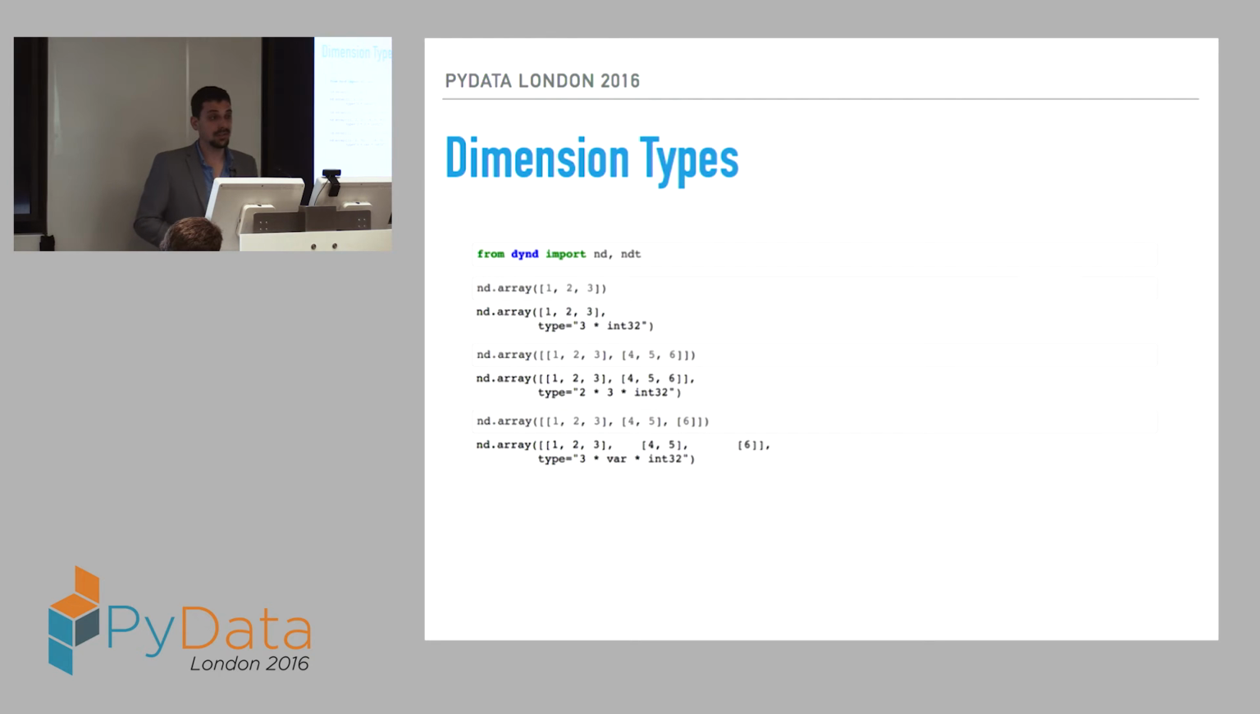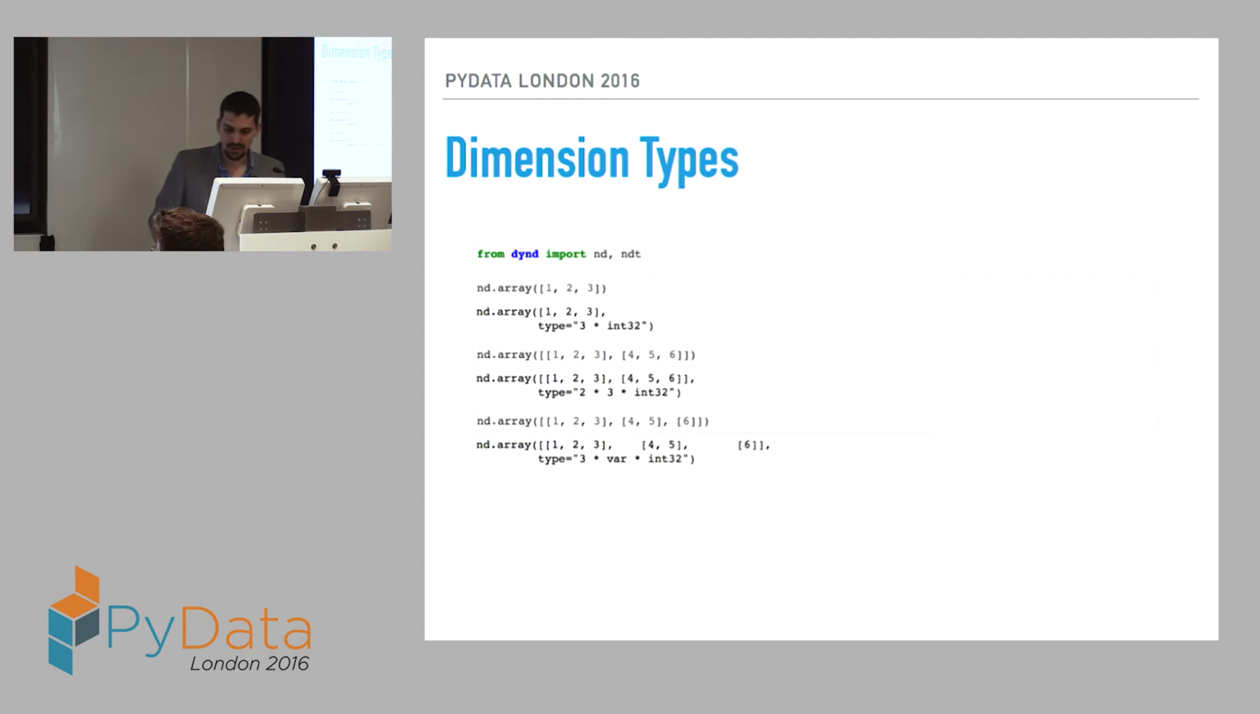We also have dimension types. And in DyND, there are two basic dimension types. The first is a fixed dimension. That's sort of what you'd expect from NumPy. So it's a fixed size. It can't change. And it represents that. And the second is a variable size dimension.